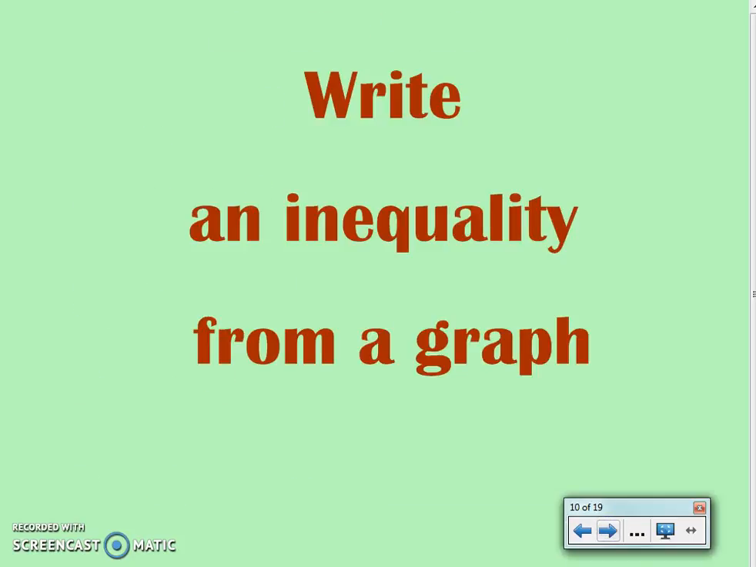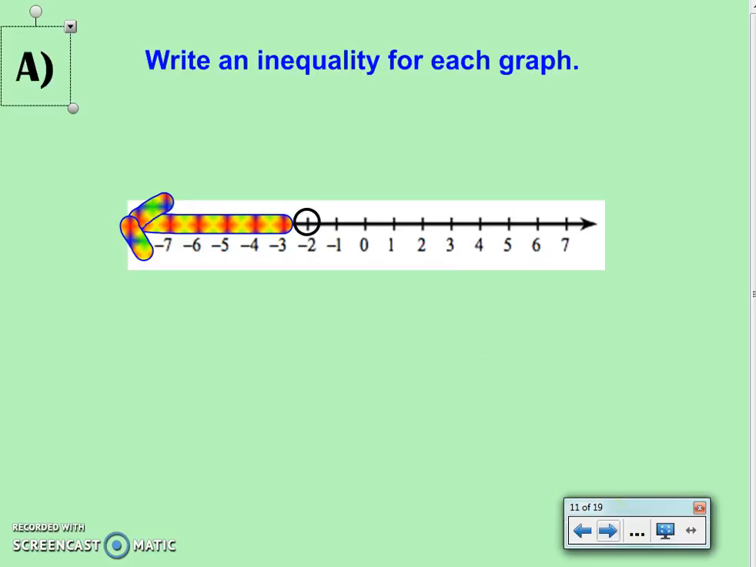Okay, now we're going to learn how to write an inequality from a graph. So we already have a number line here that's shaded, and you can pick any variable that you want to. I'm just going to pick the letter X. You write your variable first, and then you see what number is a circle above. It's above the number -2, so I write -2.